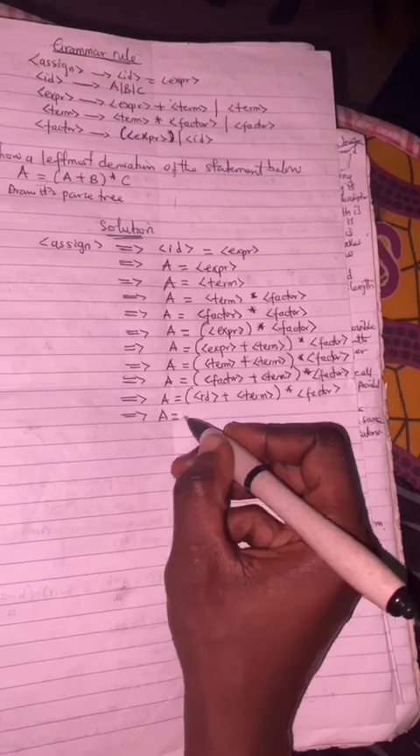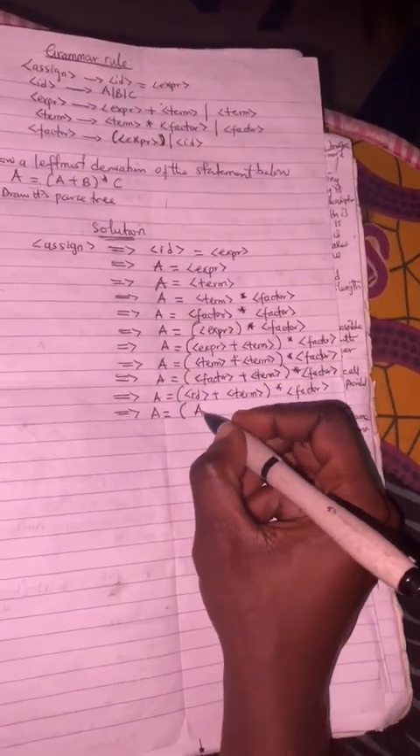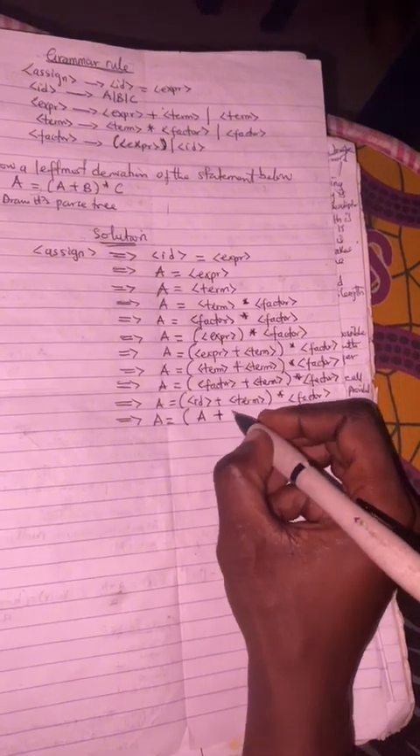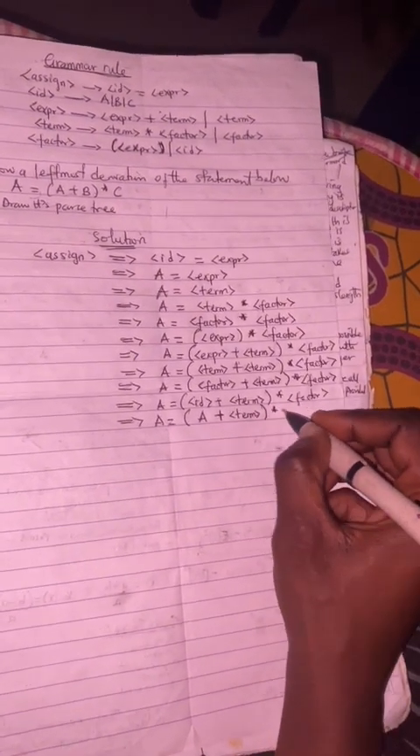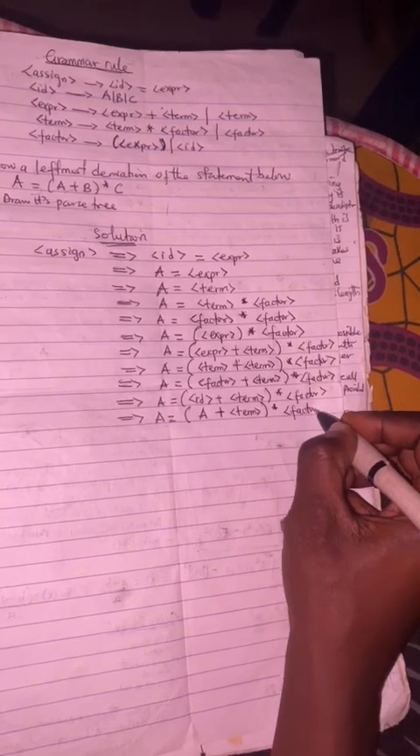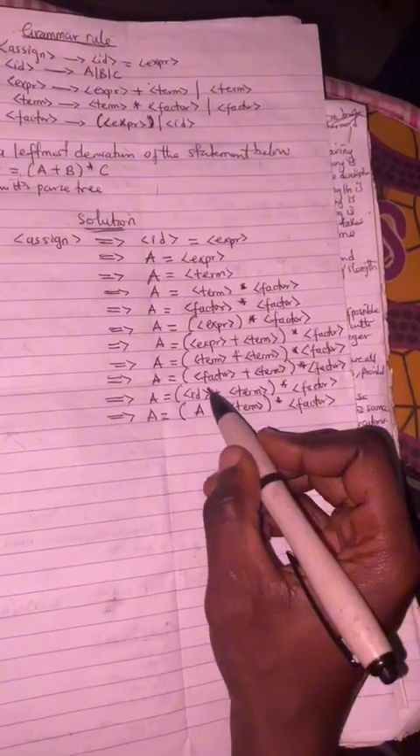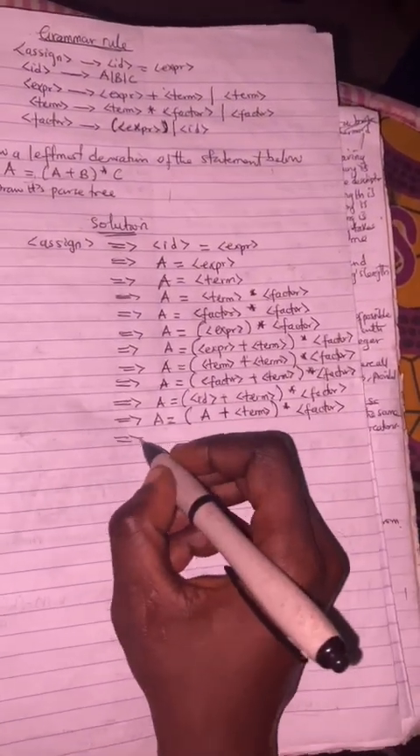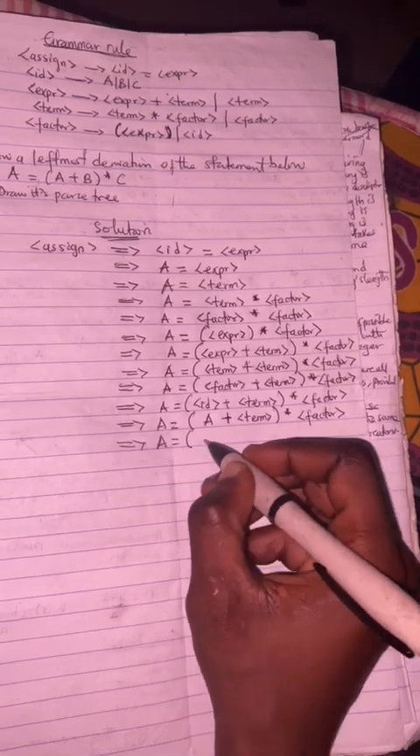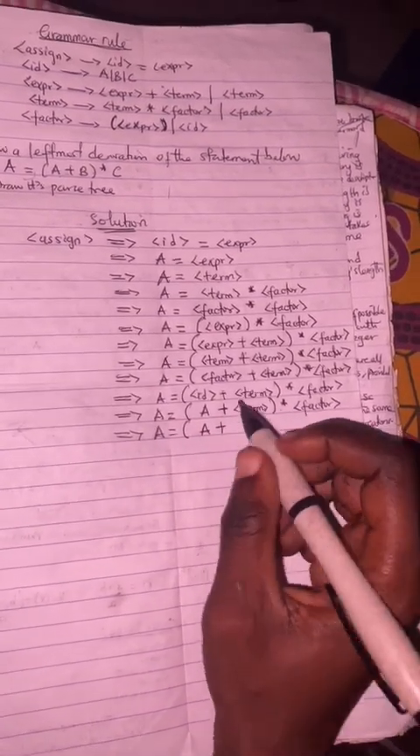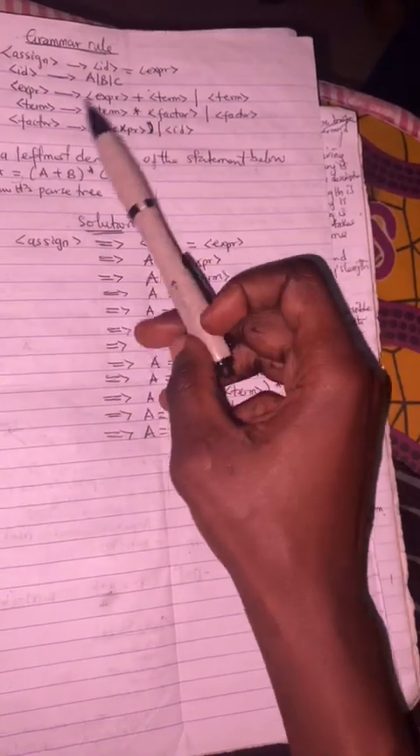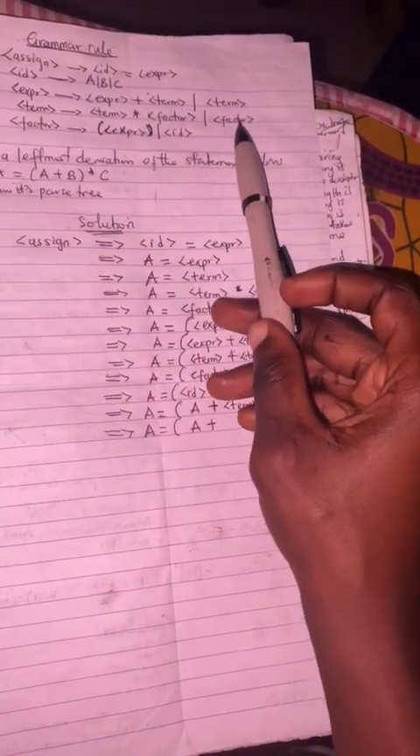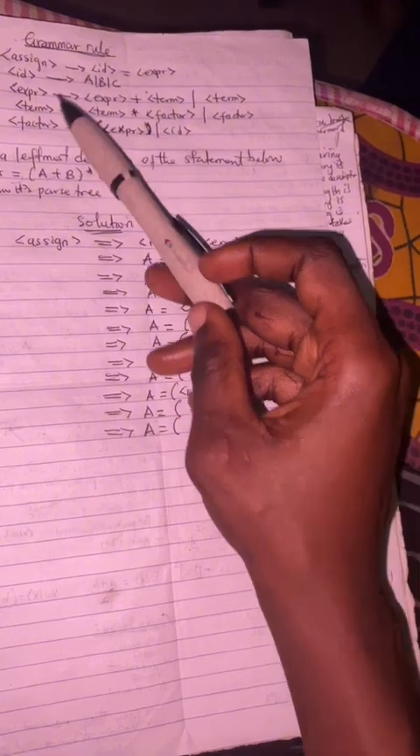Now our id can now give us a, right? Then we now have our term. Remember, you're only deriving one element at a time. So since we've changed id to a, we can't touch this. So now the next one, we can now touch term. Now we are trying to get term to be b. Okay, so we'll do the same thing we did. Term will turn to factor, factor to id, then id to b.